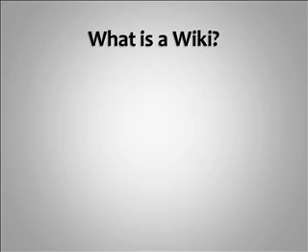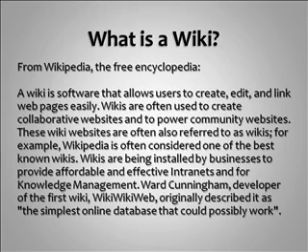Okay, what is a wiki? Again, going to Wikipedia for a definition here. A wiki is software that allows users to create, edit, and link web pages easily. Wikis are often used to create collaborative websites and so forth. These wiki websites are often also referred to as wikis. For example, Wikipedia. They kind of toot their own horn there. Wikipedia is often considered one of the best known, and it probably actually is. All right, and there's some other stuff there. I'll let you look at that.